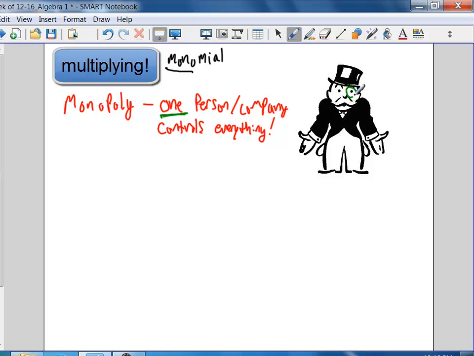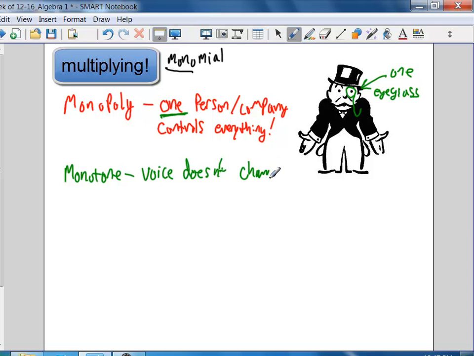Sometimes this guy, I always picture him having a monocle, just tied to his little coat there. A monocle is not a bifocal with two. Bicycle has two. Mono means one eyeglass. So that's a monocle, as you can see. And what's the other one? Monotone. I try not to teach in a monotone way, but monotone means when your voice, it doesn't have to be your voice, but it could be, doesn't change tone. If it doesn't change tone, it's just one tone the whole time. Kind of boring. Monotone. So one tone.